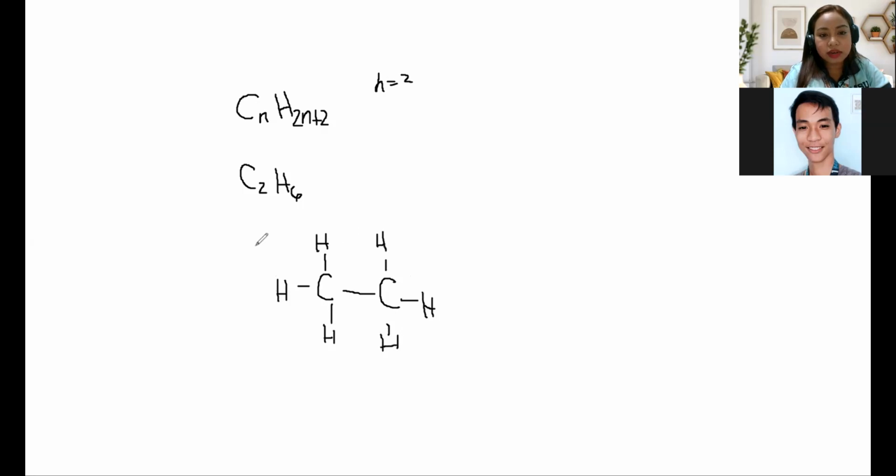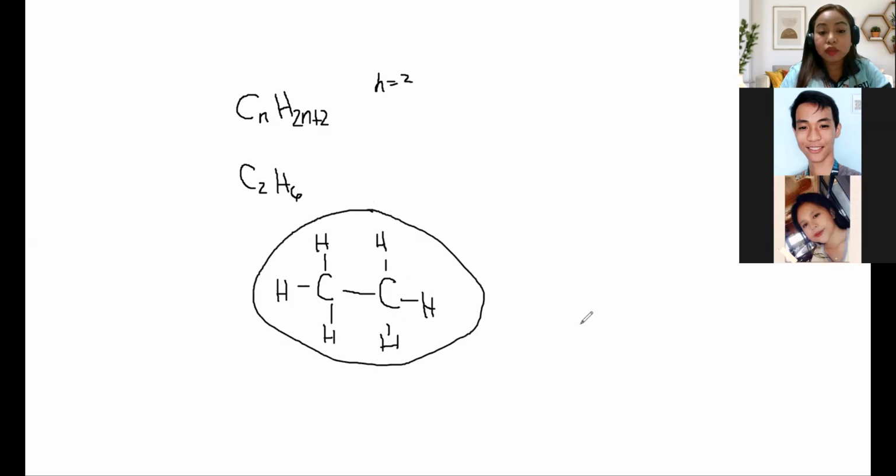So let's see if it's really true. How many carbons are there in this particular molecule? 2. How many hydrogens are there? 6. So this is correct. This is how we determine the chemical formula. Again, this is the molecular formula, and this is the molecular structure.